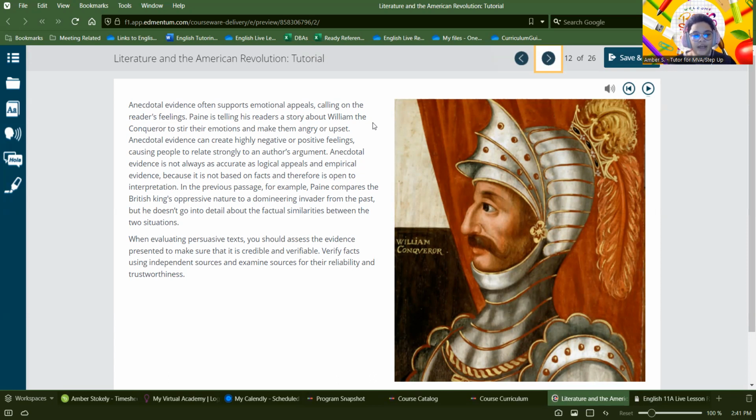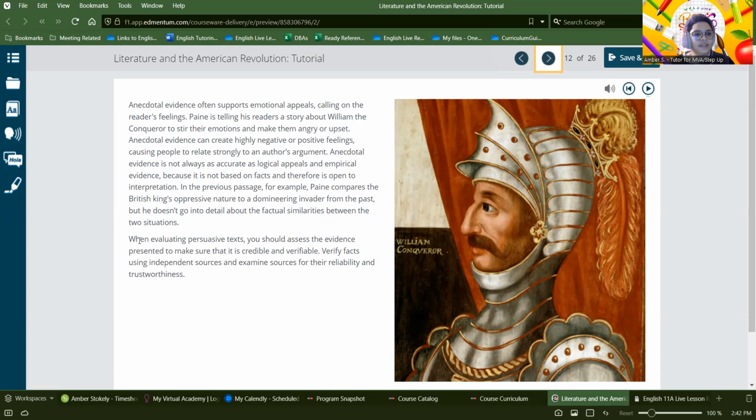Okay. One of the things that they tell you here that's important, Paine compares the British king's oppressive nature to a domineering invader of the past. And that's basically what he's doing. But he doesn't go into detail about the similarities. He just says, remember when this happened? Doesn't that make you mad? He doesn't give you any detail that actually shows that these situations are related. So you've got to have kind of a really close eye on anecdotal evidence.